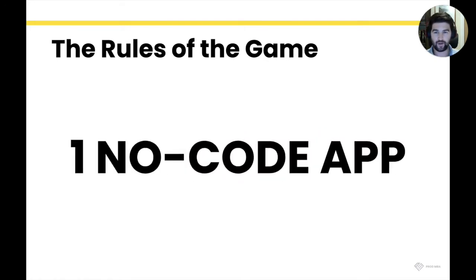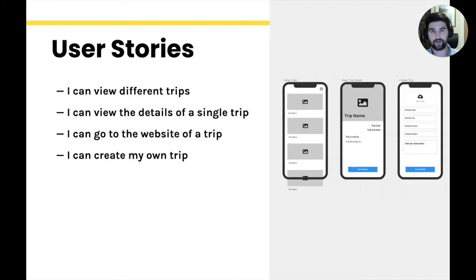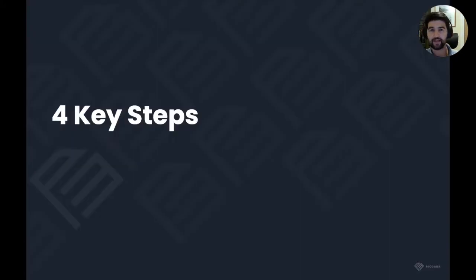So one no code app per video. There's going to be 4 user stories we have to cover and I have to build them in 10 minutes. What are those user stories? We're going to build a really simple travel application. I want to be able to view different trips. See the first screen. I want to view the details of a single trip. Second screen. I want to go to the website of a trip. Call to action button. And finally, I want to be able to actually create my own trip and add that to the database.